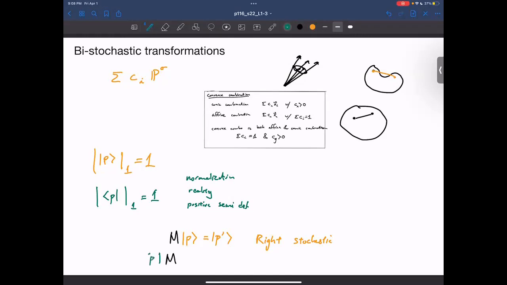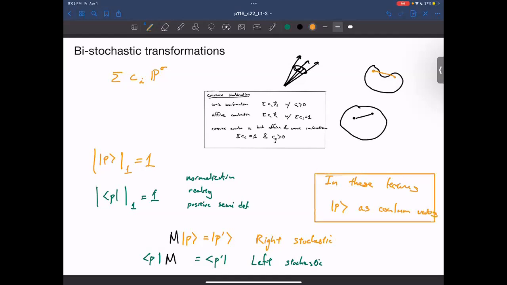And if we, instead, on the other side, have P prime, it's left stochastic. We will exclusively deal with column vectors in this lecture. Column vectors. I think that's enough caveats on bistochastic transformations.